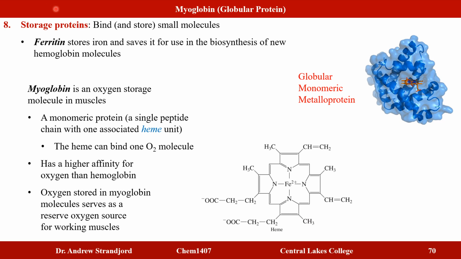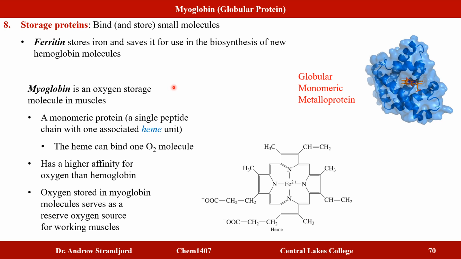An eighth class of proteins based on function are the storage proteins. These proteins bind to and store small molecules that might be needed in times of stress, or they might be needed as we change our diets. Two examples of those are ferritin, which is a globular monomeric metalloprotein. It actually stores iron and saves it for use in the biosynthesis of new hemoglobin molecules, which are the transport proteins used to transport oxygen around the body on our red blood cells.